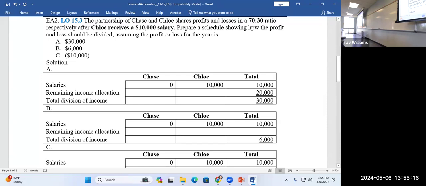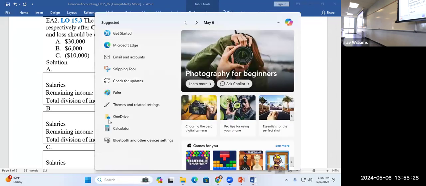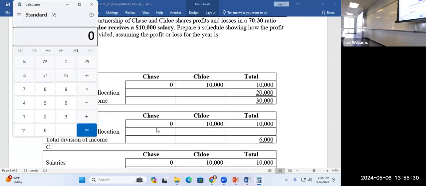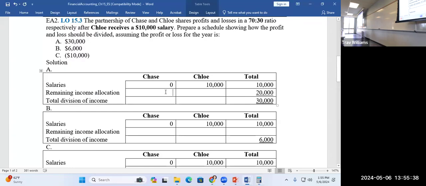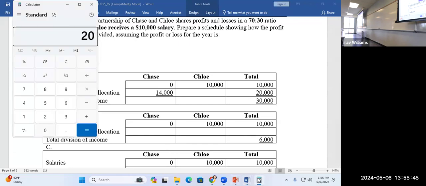Then we apply our 70-30 ratio. So we take this $20,000 and Chase is getting 70%. Right, so you can just use a calculator. Say $20,000 times 70%. That's $14,000 for Chase. And Chloe's getting 30%. $20,000 times 30%, $6,000 for Chloe.